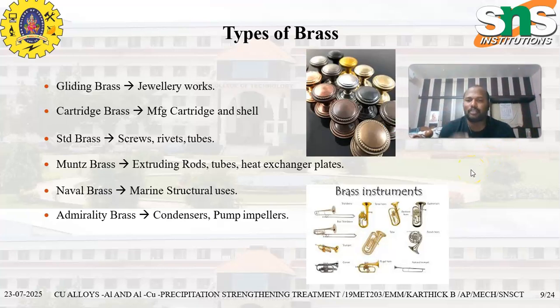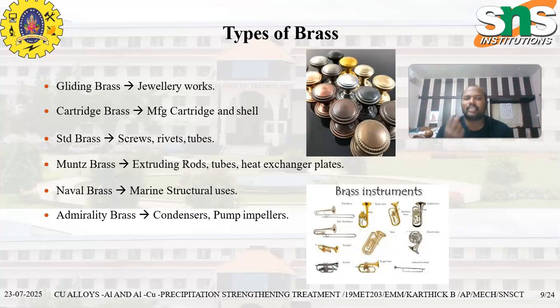There are several types of brass, and these are used for specific applications. The first type is gilding brass, which is used to make jewelry works like small ornaments. In ornaments where we are not using pure gold, copper is mixed with the gold, which is nothing but brass. Pure copper is not strong, so the addition of brass increases the strength of the gold.